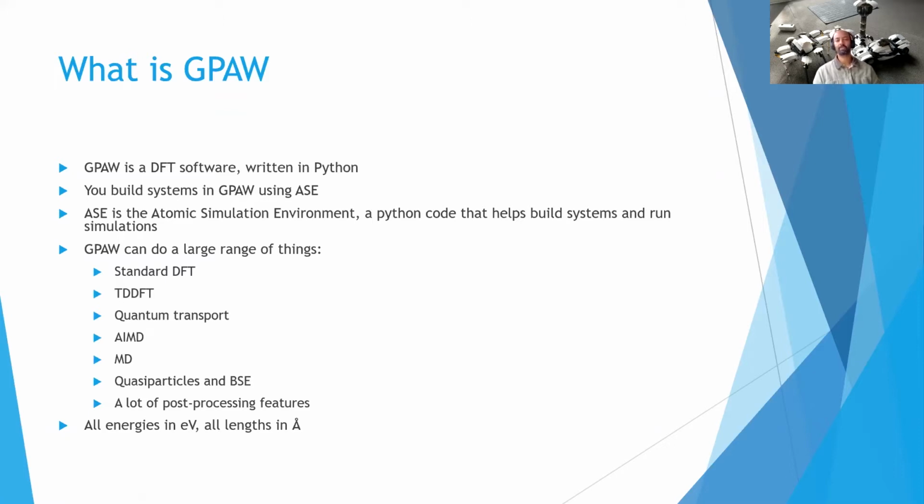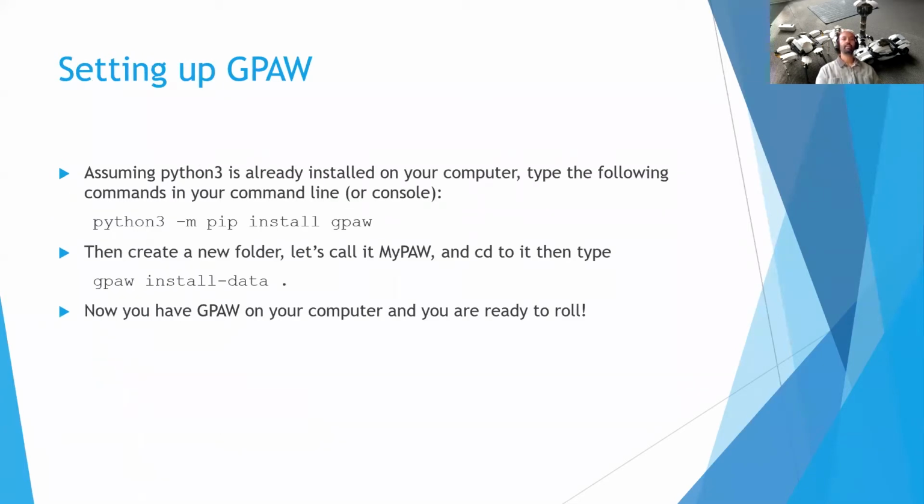All energies in GPAW are in eV, and all lengths are in angstroms. Okay. So if you want to set up GPAW on your own computer, then those two lines. First, you go python3 -m pip install gpaw, or just pip3 install gpaw, which is this line here.